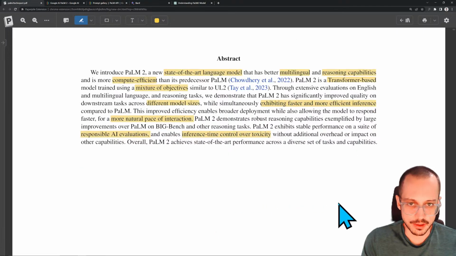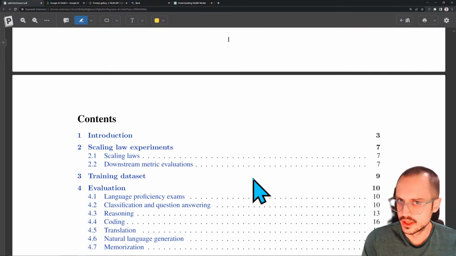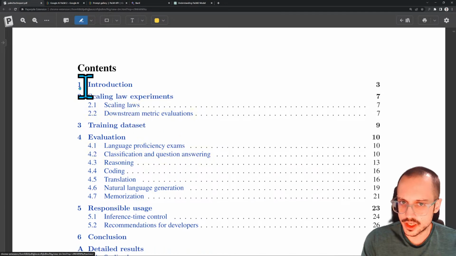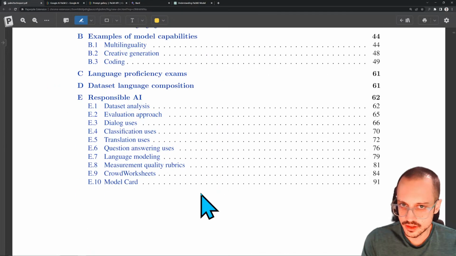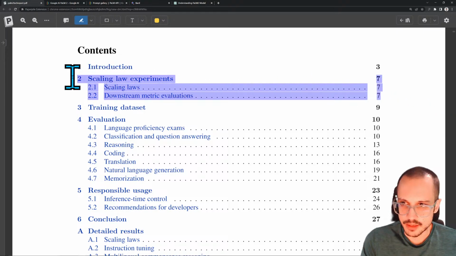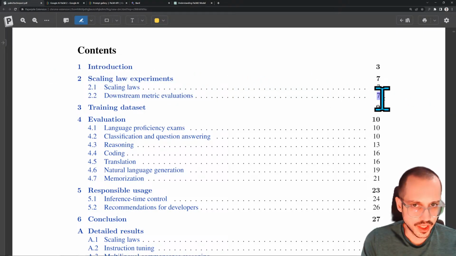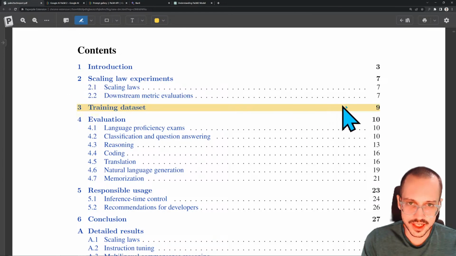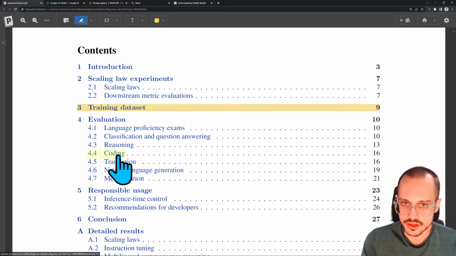State-of-the-art performance, blah, blah, blah. Okay. Let's keep going. Let's see what type of introductions or what type of stuff they're going to put here. So, scaling laws. Okay, they're going to talk about how they made everything bigger and how they trained it for longer, how they trained it on a bigger data set. Just one page on the training data set, so maybe my guess is they might not even tell you what it's on. 10 pages of eval, so evaluating it on coding, reasoning, question answering, language proficiency.